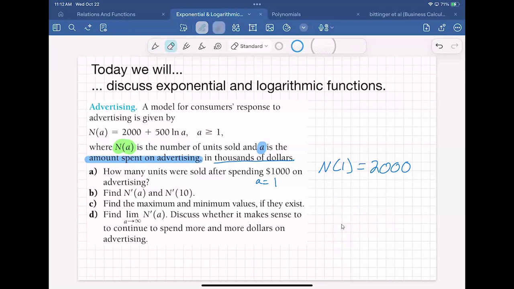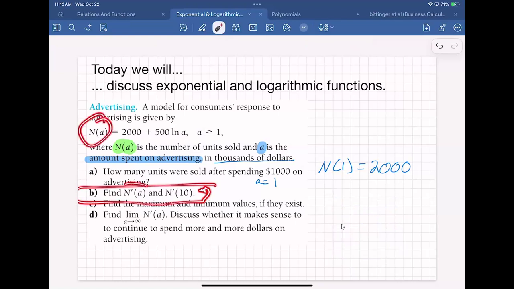All right. So the next thing then it goes on to say, hey, let's go find n prime of a and then n prime of 10. Okay. So what function is that wanting us to find again? This is where our derivative function comes in, okay? Making sure we see the difference in notation. It's still the same function as far as n is concerned, right?